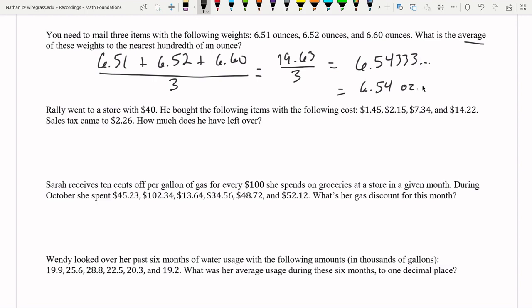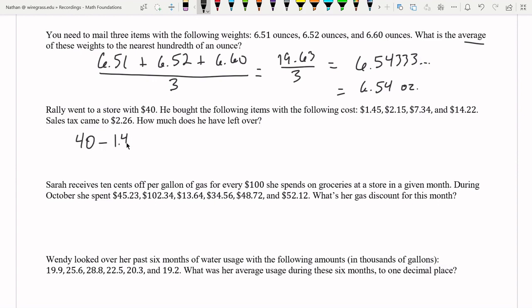Okay, Riley went to a store with $40. He bought the following items, these 4 items, and sales tax also came to $2.26. So that's going to be in addition to these 4 items. How much does he have left over? Well, we just take $40 and subtract off all that he spent.